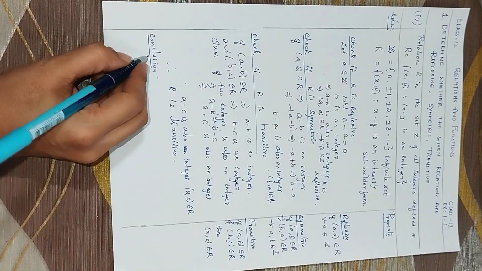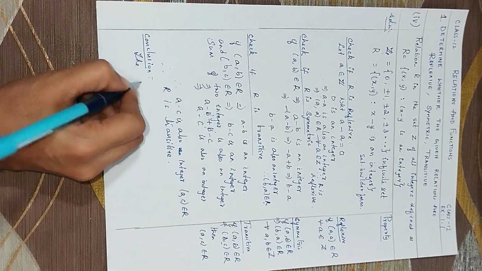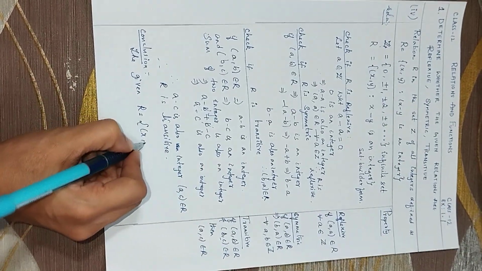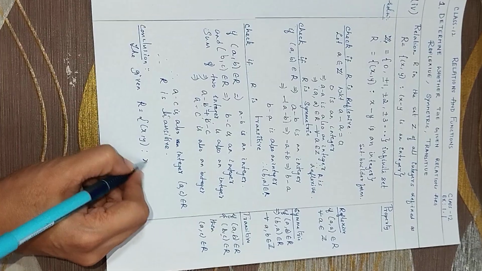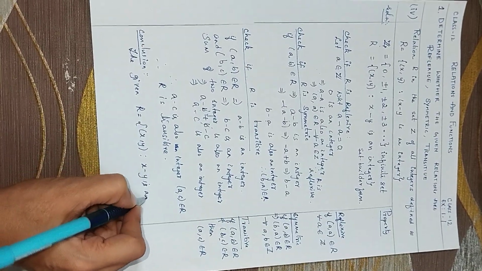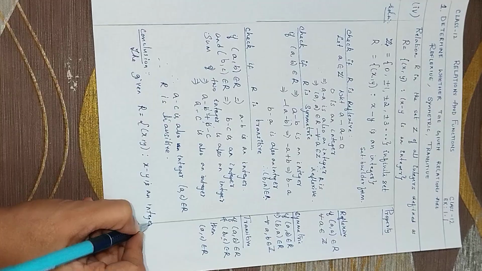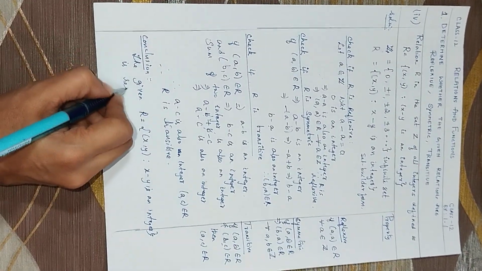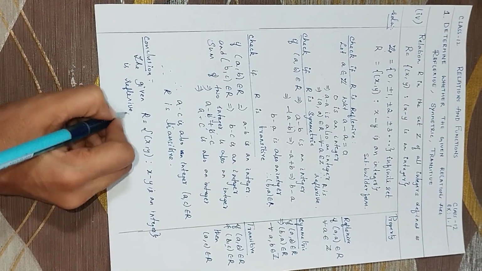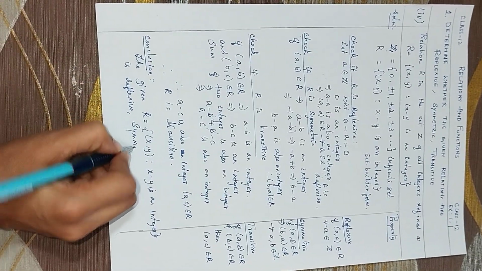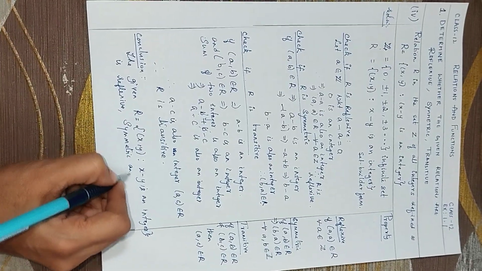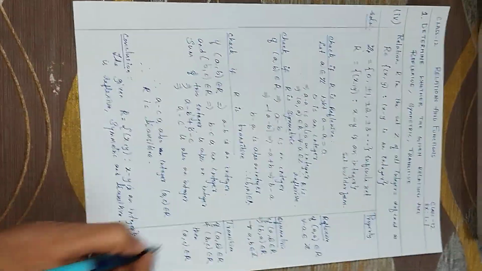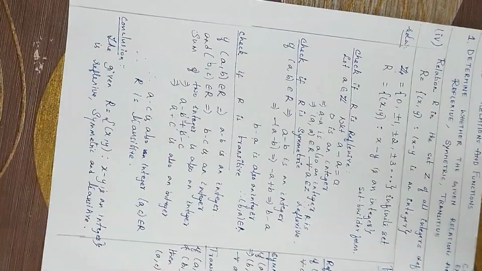Okay. Now what is the final conclusion? The given relation R, equal to the set of ordered pairs such that x minus y is an integer, is reflexive, symmetric and transitive.